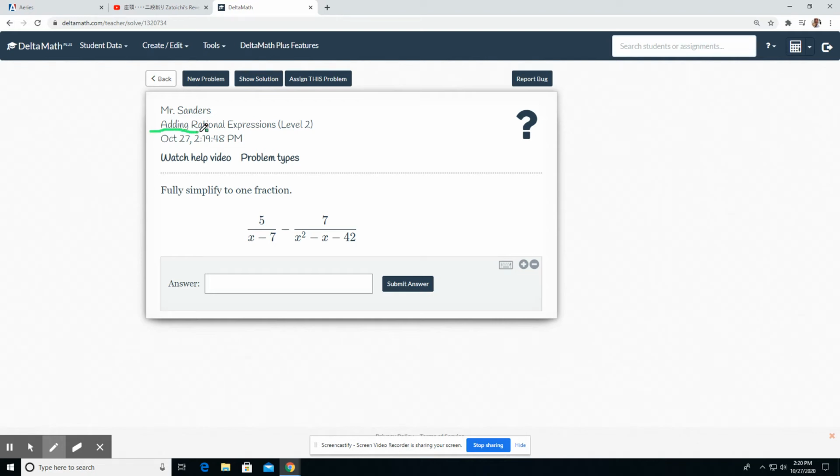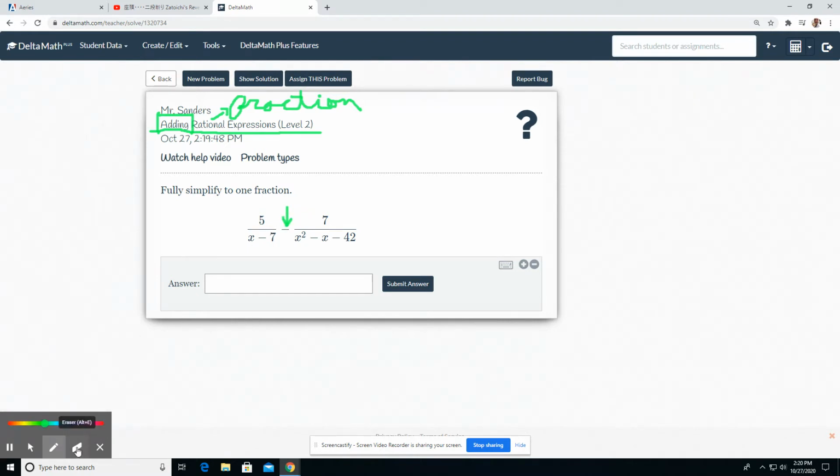We are adding rational expressions, the second level here. Adding is the operation they're restricting it to. Rational means fraction, and expression means there's no equal sign. And as you can see, there's no equal sign. It looks like we have a minus sign here, but that's not going to be a problem.